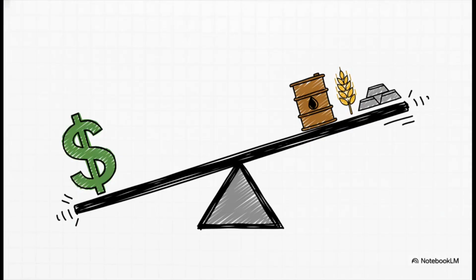The rule here is actually pretty straightforward, because most of the world's big commodities, think oil, copper, corn, are all priced in US dollars. When the dollar gets weaker, it simply takes more of those weaker dollars to buy the same barrel of oil. So as the dollar falls, commodity prices almost always have to rise. It's just another financial seesaw.